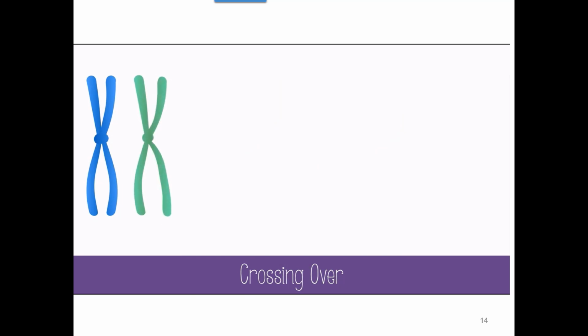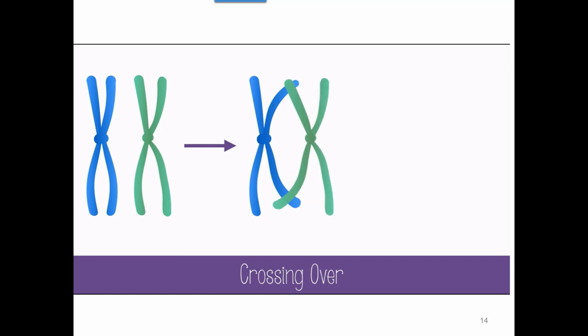Let's look at the process of crossing over one more time. These duplicated chromosomes are homologous. One came from the mother, and the other came from the father, but they both carry the same type of information. During synapsis, sections of the chromosomes will cross and switch, creating recombinant chromosomes.